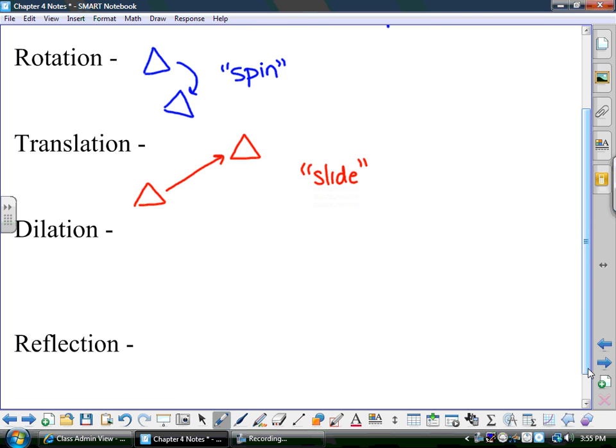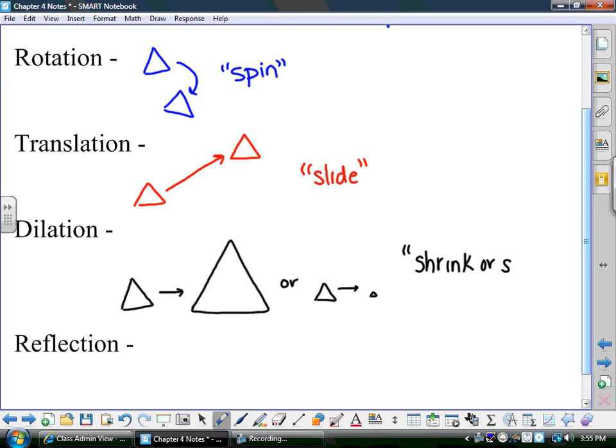A dilation is where we take our triangle and we either make it bigger or we make it smaller. With a dilation, they have the same basic shape to it, but one's bigger and one's smaller. Another word for a dilation would be a shrink or a stretch.